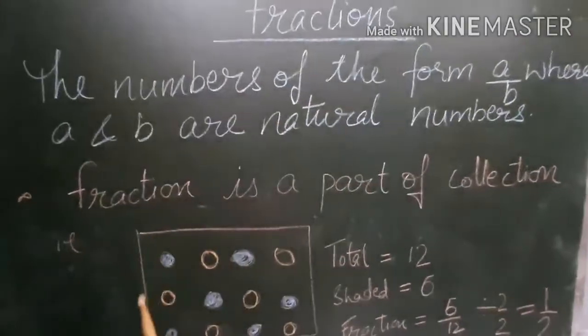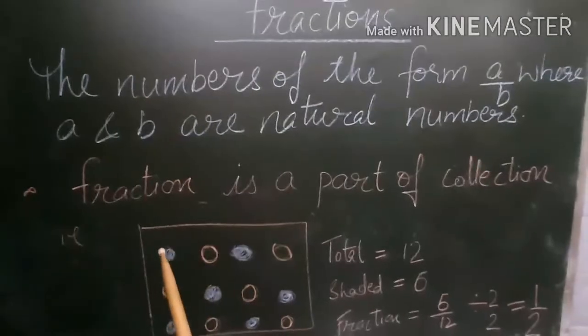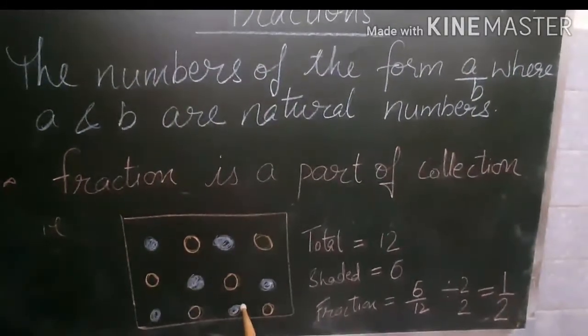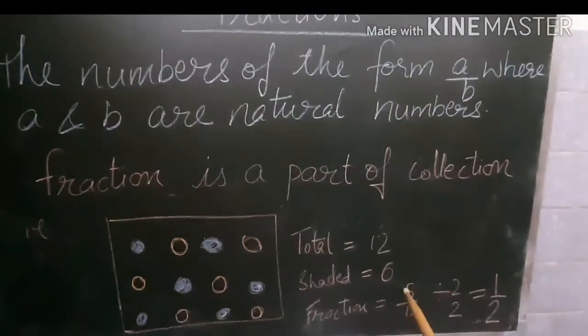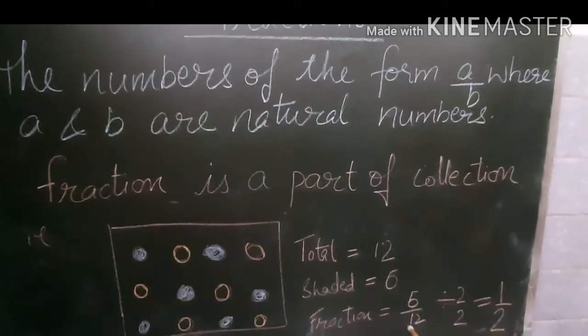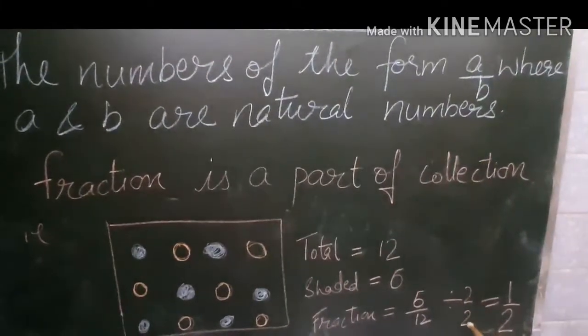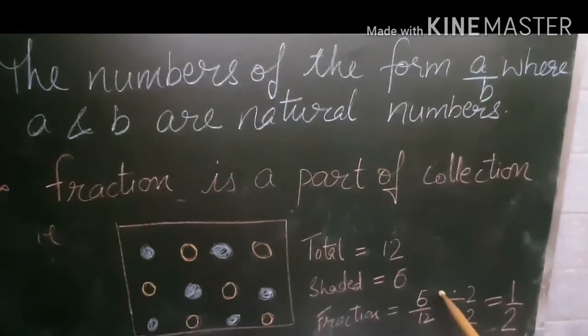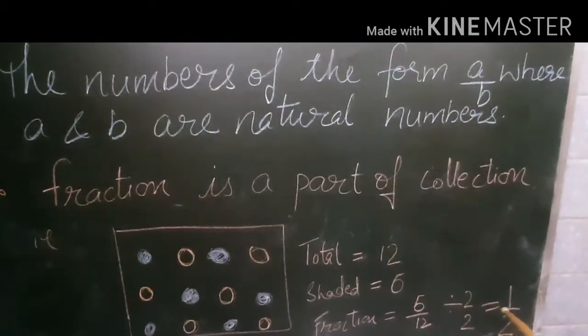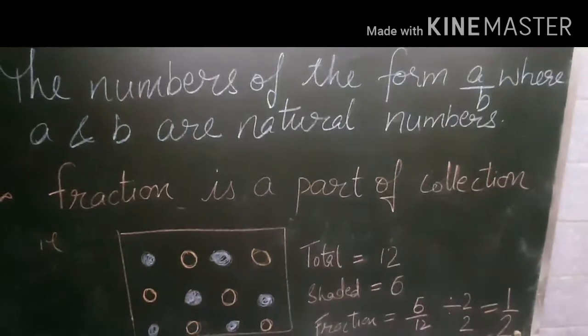Here I take 12 balls and out of that I shaded 6 balls. So my fraction would be 6 by 12. As 6 and 12 come in the table of 2, I divide both numbers by the same number. It will become 1 by 2 in its simplest form.